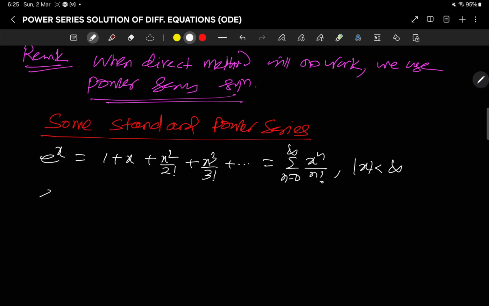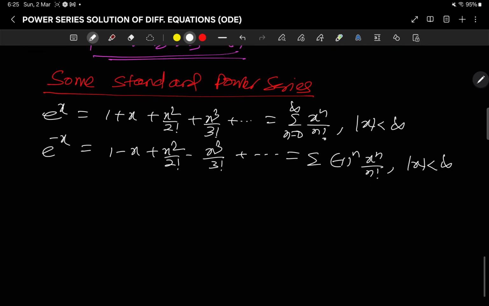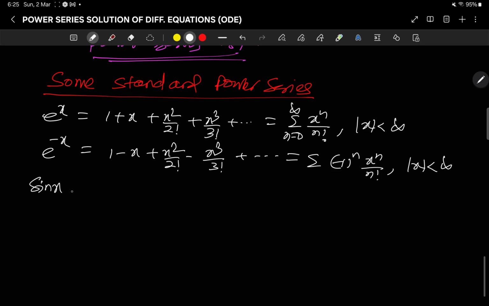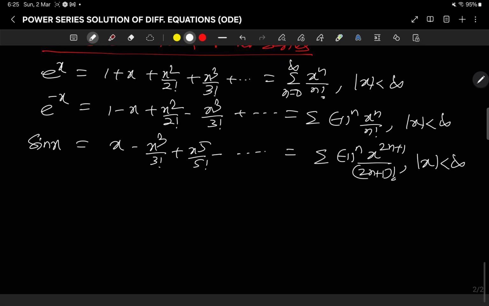And similarly, if I write e to the power minus x, it will be 1 minus x plus x square by factorial 2 minus x cube by factorial 3, and so on. Accordingly, you write summation of minus 1 to the power n x to the power n by factorial n, mod x less than infinity. Here sin x you must be knowing: x minus x cube by factorial 3 plus x to the 5 by factorial 5 minus, and so on. It is summation of minus 1 to the power n x to the power 2n plus 1 by factorial 2n plus 1. This is also valid for all x, so mod x less than infinity.